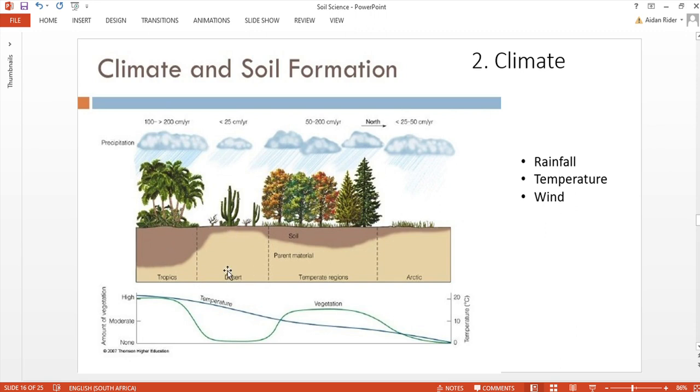So then lastly is wind. Wind also is a climate factor. It increases the evaporation of water from the upper layers of soil. So there is usually more wind in the desert, very hot winds, so that also evaporates more water.